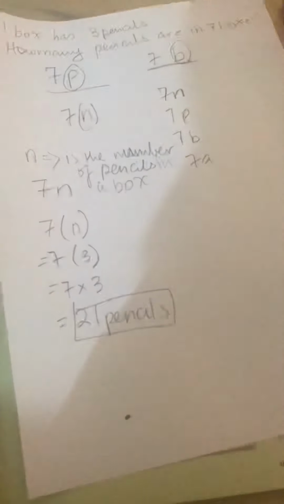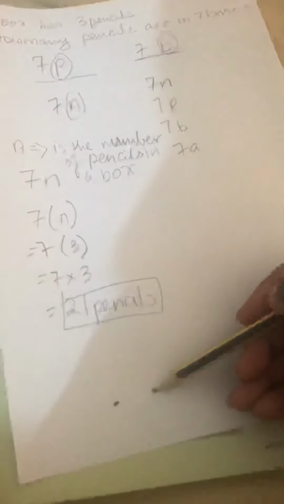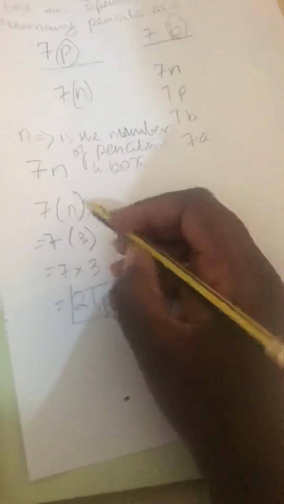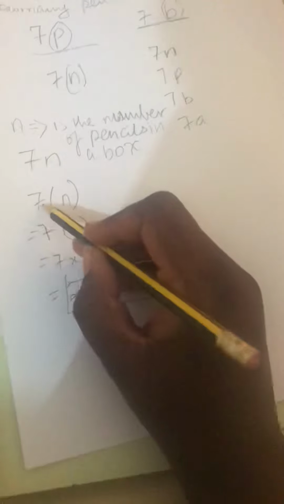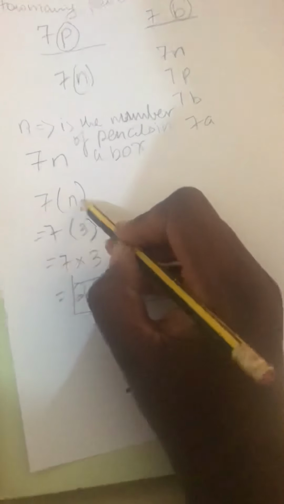So first, you'll be given a word problem. You will choose a variable. You need to define the variable and you need to solve. So here, you know you're multiplying because one, they've used brackets and there is no sign between 7 and the variable.